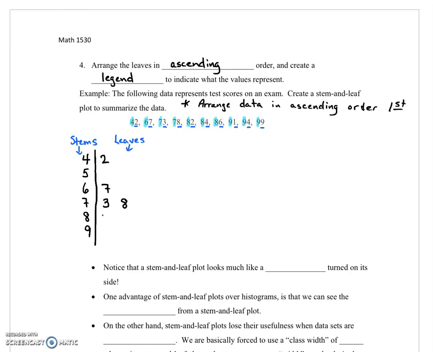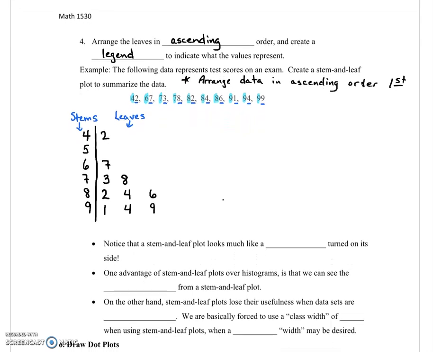So for the 80s, we have 82, 84, and 86. And for the 90s, we have 91, 94, and 99. So that's our stem and leaf plot for that data set.